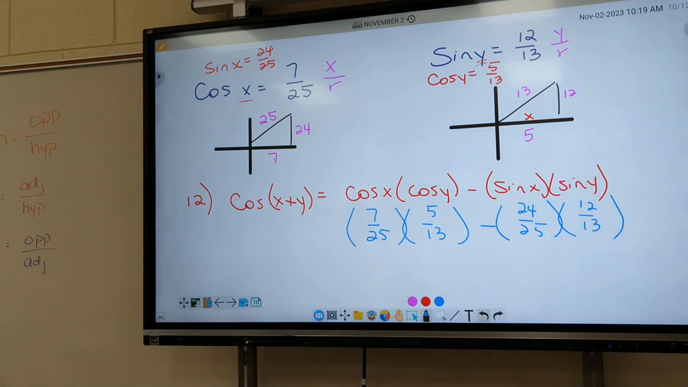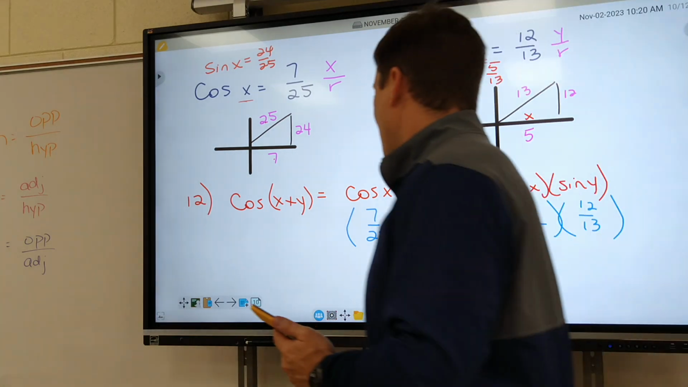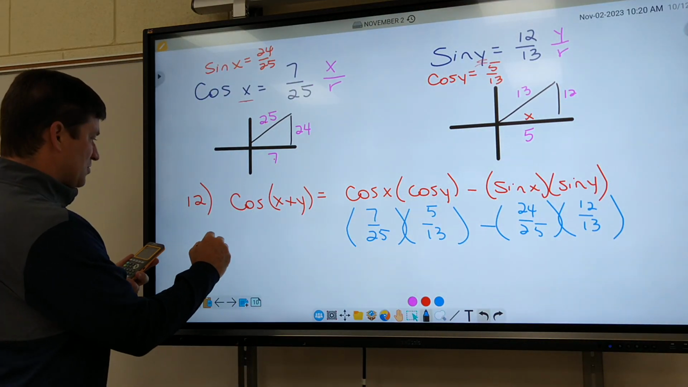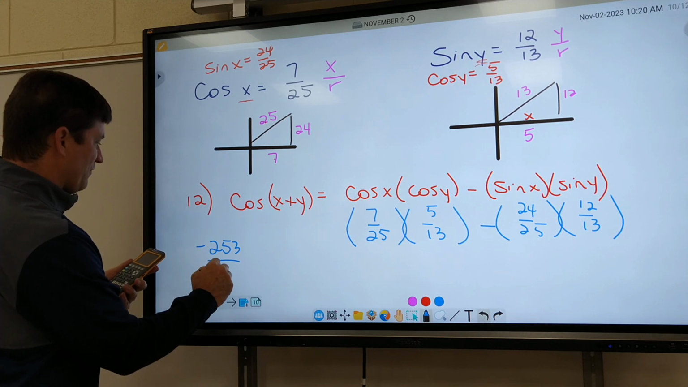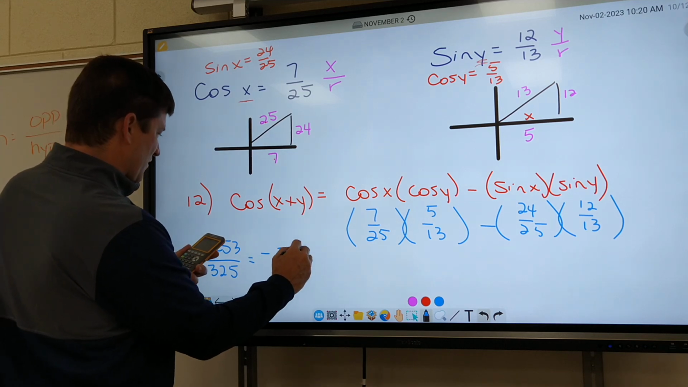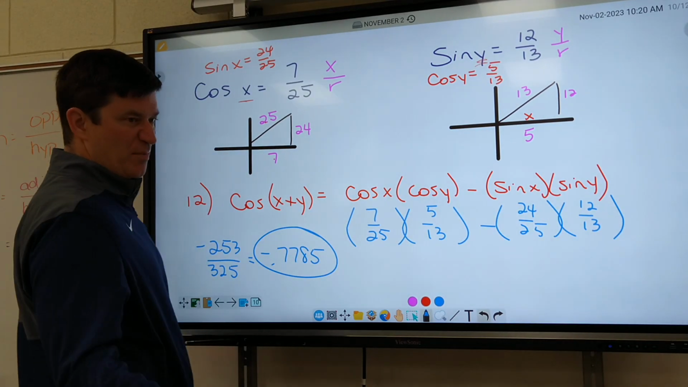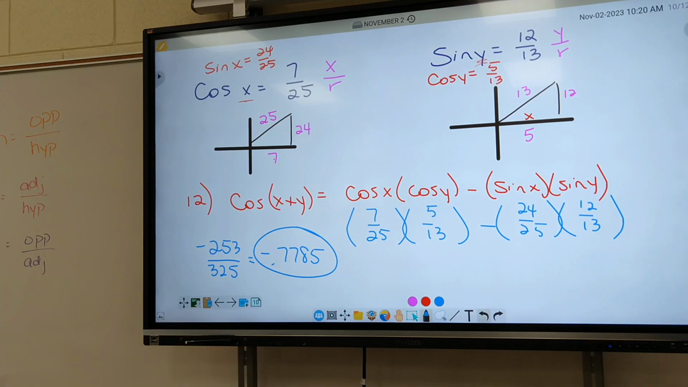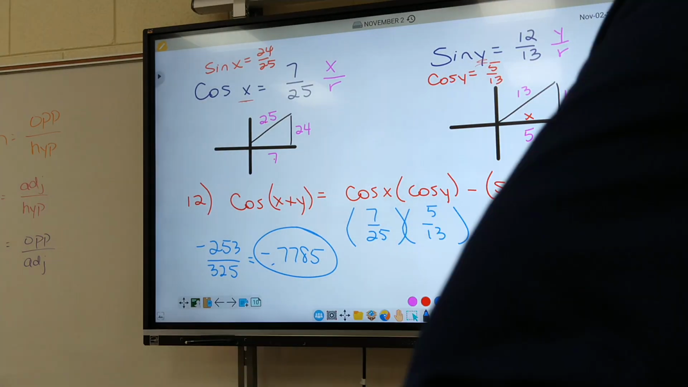So let's type it in. All right, I got a pretty nasty fraction. I got negative 253 on top over 325, and the decimal for that is negative 0.7785. I don't care which way y'all write it. If y'all want to write them all decimal, that's fine with me. What if you just want to write a fraction? That's fine with me too. All right, so if anybody did not get that, I will come look at your calculator.